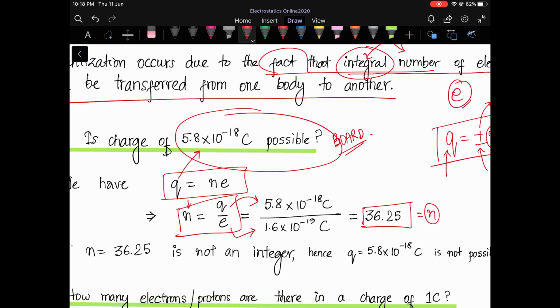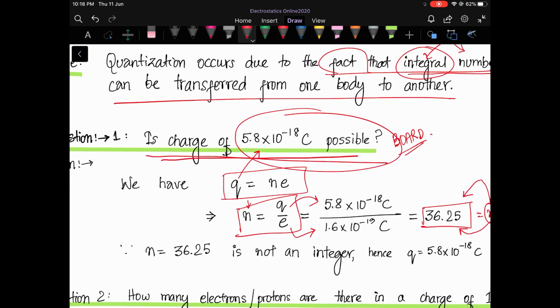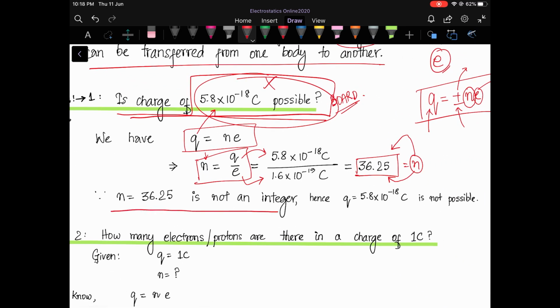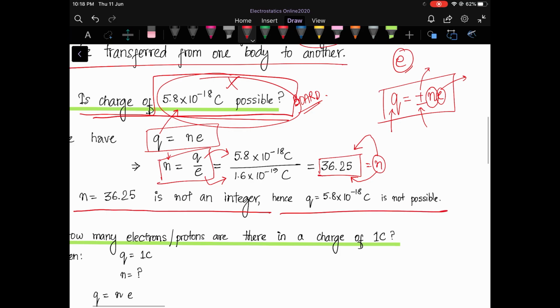Clearly the quantization rule that we have doesn't allow N to be a fraction, that is 36.25. And we have seen that N only has to be a whole number. That means either it has to be 36, which represents 36 electrons transferred, gained or lost, or it can be 37, but the number of electrons cannot be 36.25. Since the number of electrons lost or gained cannot be 36.25, even the charge of 5.8 × 10^-18 is not possible. Hence we have written this number is not an integer, hence the charge is also not possible.